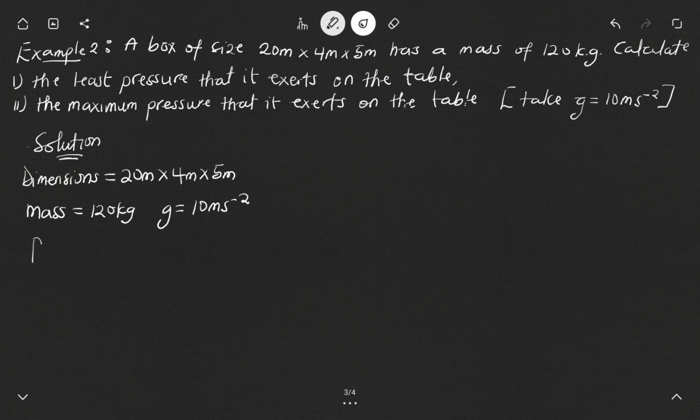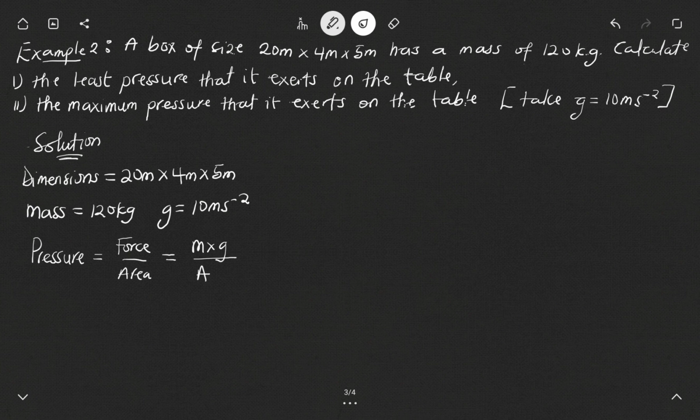We know that pressure is equal to force over area. And then we know that force is equal to mass times acceleration due to gravity. So we can say pressure is equal to mass multiplied by gravity all over area. That will give us our pressure.